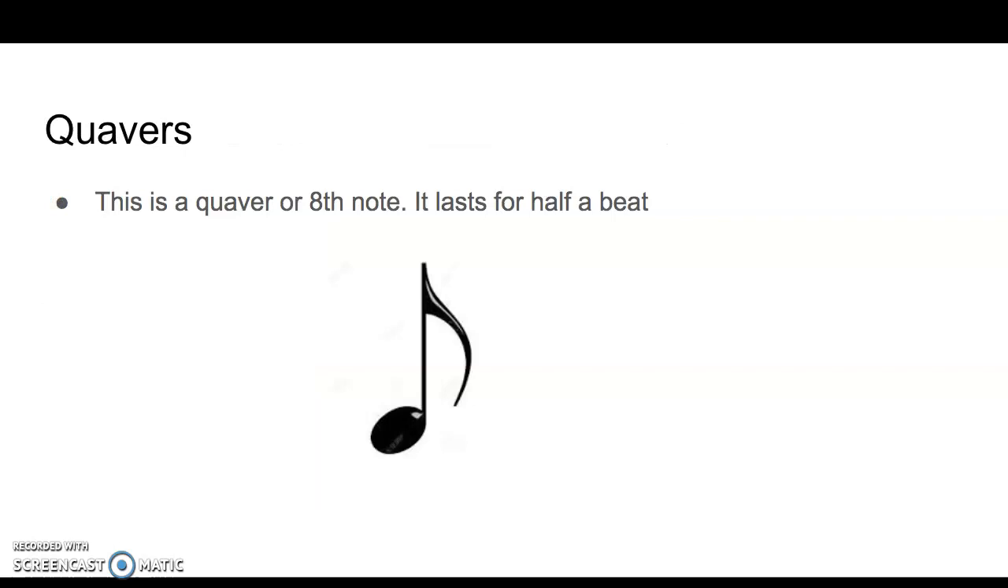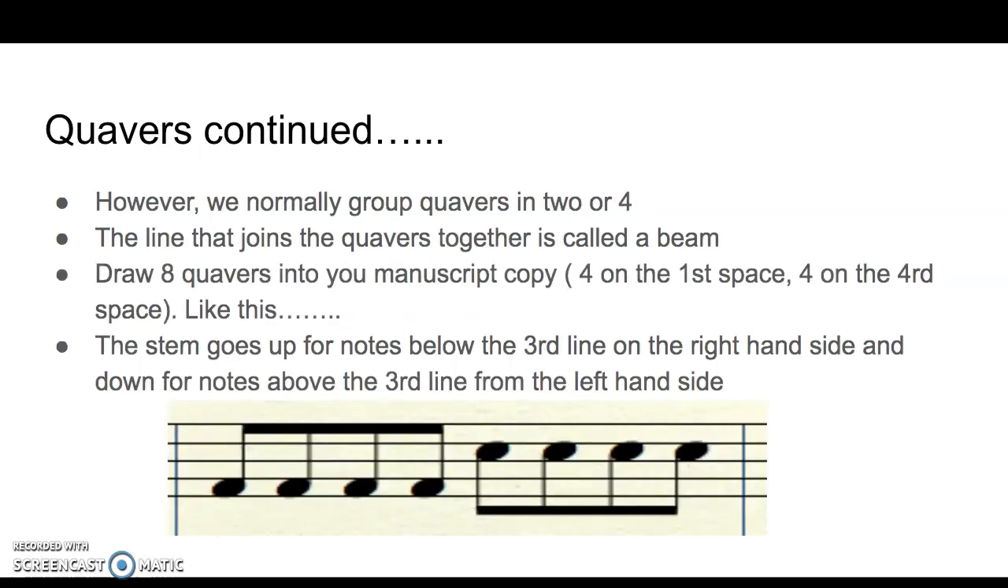Finally, the last type of note we looked at is the quaver, otherwise known as an 8th note, as it takes up 1/8 of a full bar in 4/4 time. It lasts for half a beat. We don't see this written on its own all that often. We normally see it in groups of 2 or 4. So for example, here are 8 quavers grouped in 2 groups of 4. The line that joins the quavers together is called a beam.